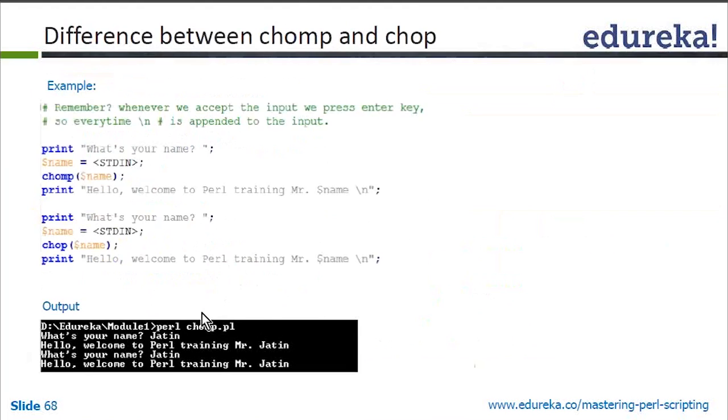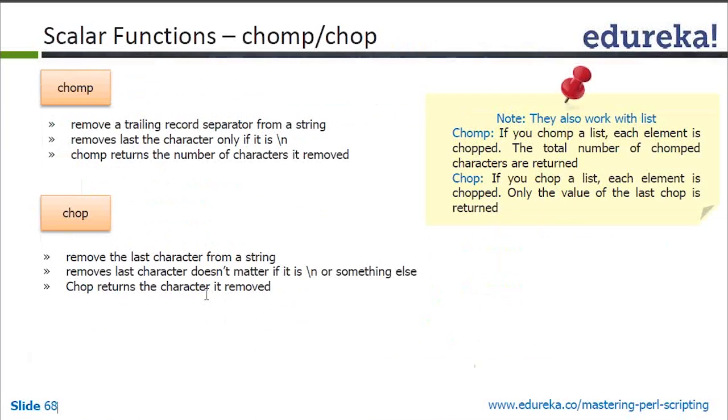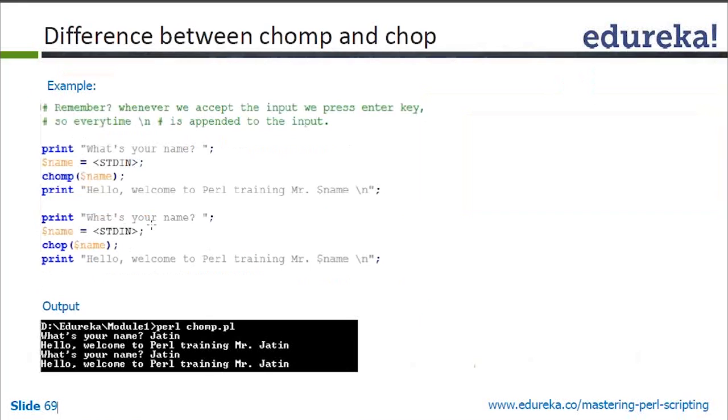So, the example between chop and chomp, which I just mentioned. "What is your name?" We enter some name and chomp name. What chomp will do is remove the \n. You can see here chomp returns the number of characters it removed and removes the \n. When we want to print this, you can see what is the output: "Hello, welcome to Perl training Mr." . $name. We'll see the output below.